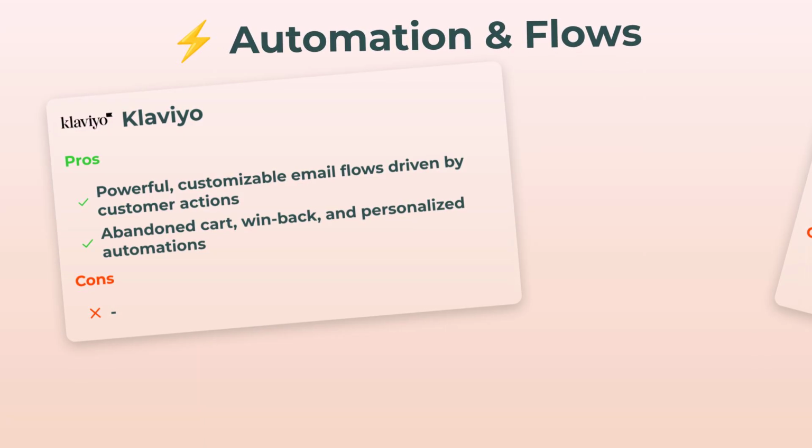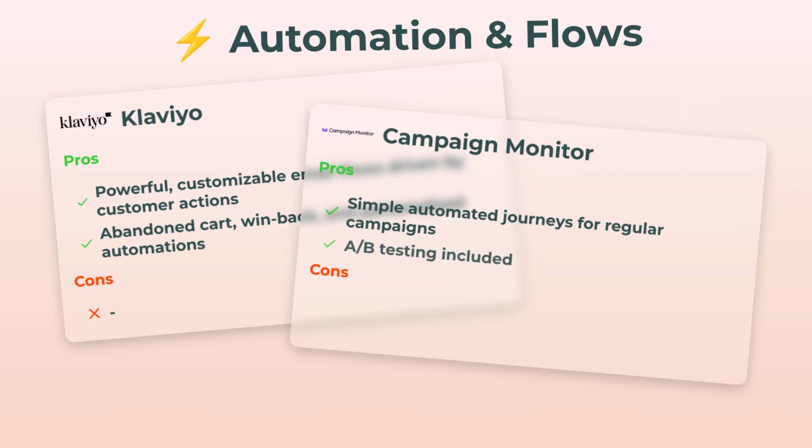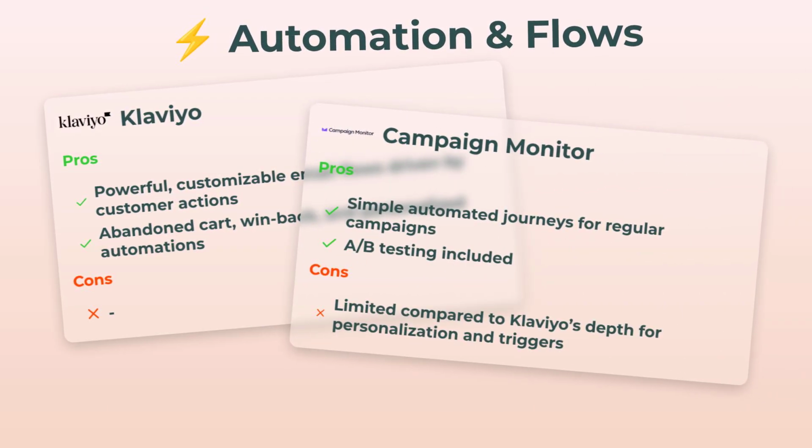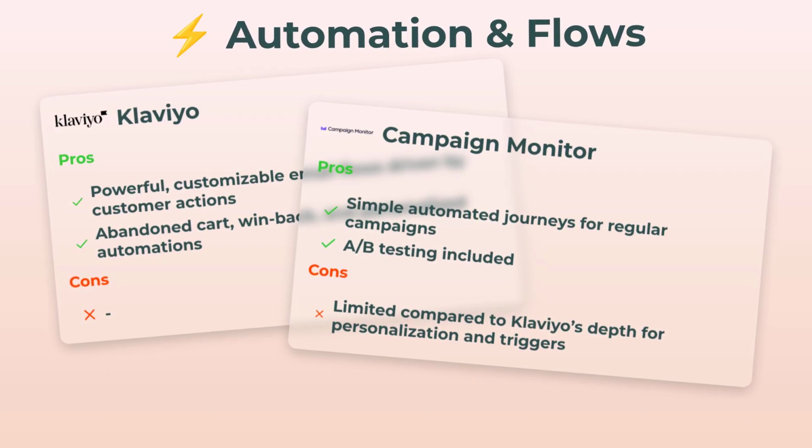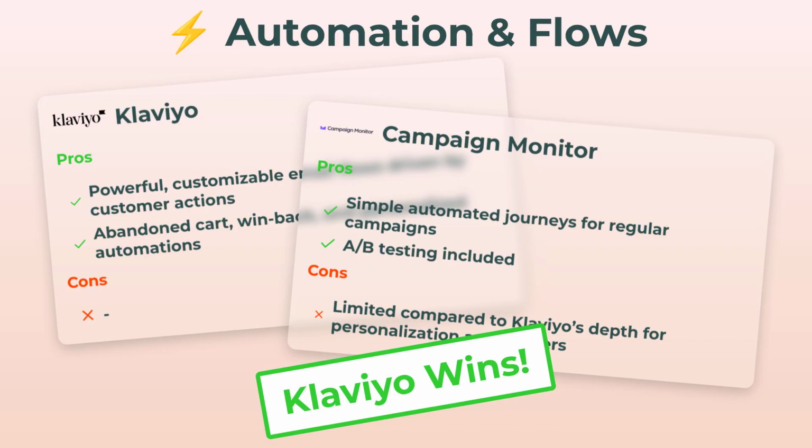Super cool. Meanwhile, Campaign Monitor gives you simpler automated journeys, like send this if someone signs up, A/B test to follow up. Nice for standard stuff, but not mind-blowing. If you want basic, Campaign Monitor's fine. But if you really want to go wild with personalized flows, Klaviyo takes it.